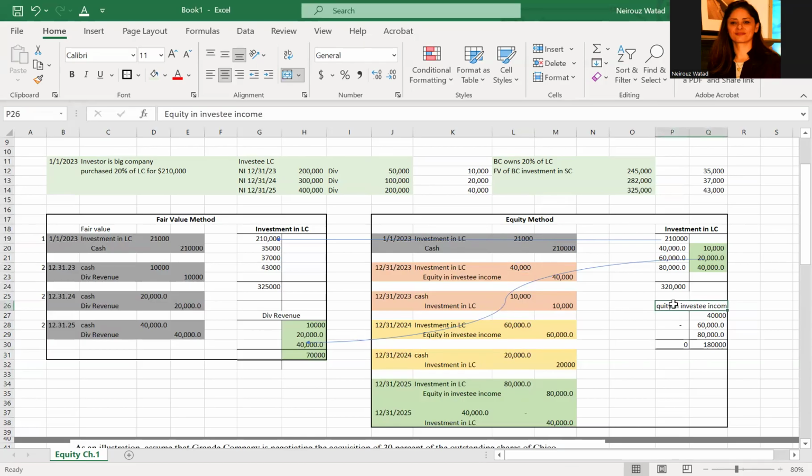Sorry, I just made a mistake here. The dividends reduce the investment in LC. This is the dividends. LC is Little Company. LC is the investee. Okay, so again, dividends reduce my investment and income increases my investment. All right, this one here is the income, the equity in investee's income. This is my share of the income of the investee, which is $180,000. Okay.